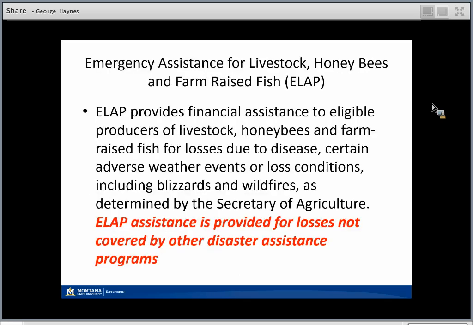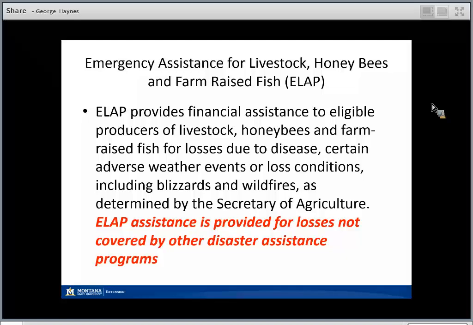There is a program here that's called the Emergency Assistance for Livestock, Honeybees, and Farm-Raised Fish. It's called ELAP. I think almost everybody that is talking to people about this insurance product really views it as, when nothing else will pay, ELAP is sitting in the wings to help you survive some of these losses. So let's just take a look here.